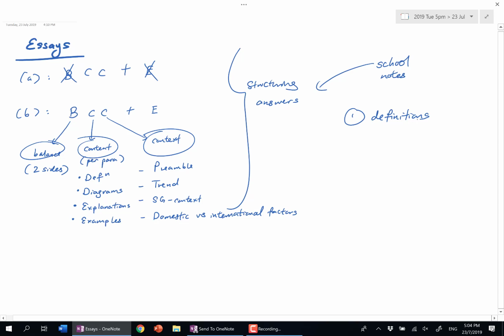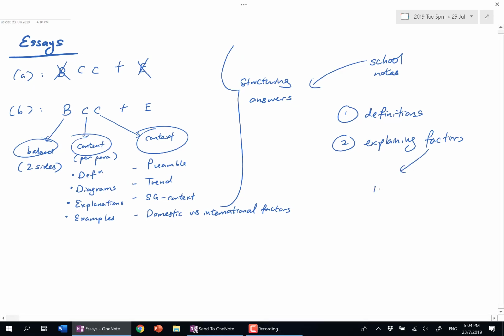If you define allocative efficiency in your own words kind of way, you could be penalized, right? Likewise for your macro goals. So definitions, you need to be very clear. Number two, how you explain factors needs to be very clear as well. When I say factors, what do I mean? Right from the start, demand and supply. How did you explain factors that affect demand, factors that affect supply?